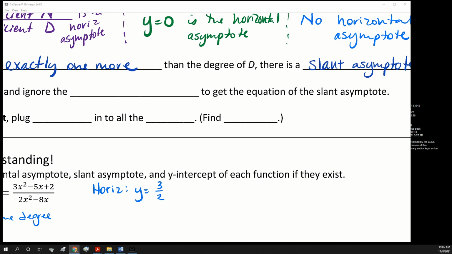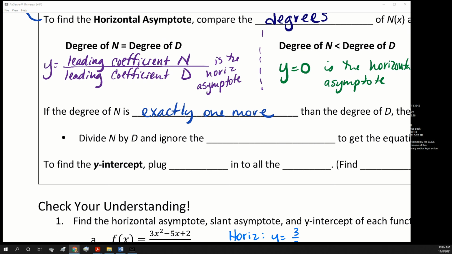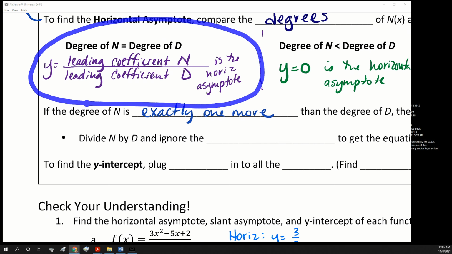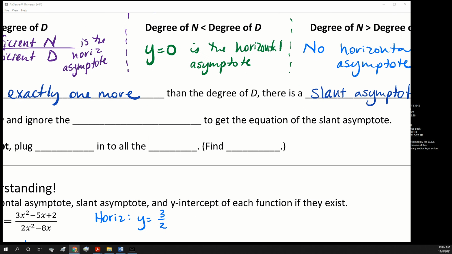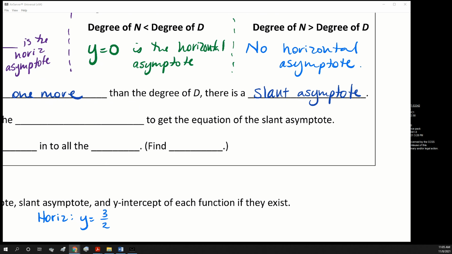So the numerator is exactly 1 more than the denominator. So could there be a slant asymptote in this purple situation right here? No. What about this green situation right here? No. The only time there could be a slant asymptote is when there is no horizontal asymptote. You cannot have both slant and horizontal. You can have neither on both of them. But if there is a horizontal asymptote, there automatically is no slant asymptote. You don't even have to think about it. You can just go ahead and say no.